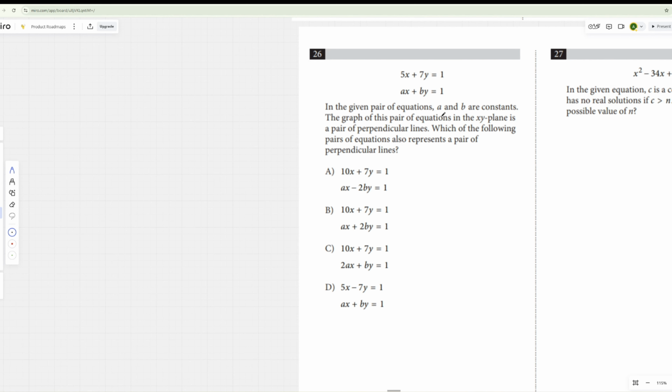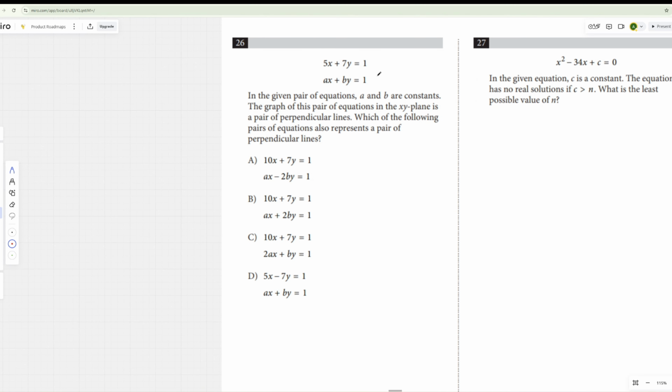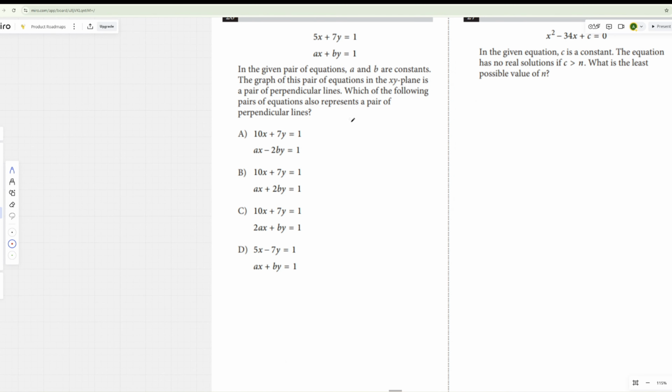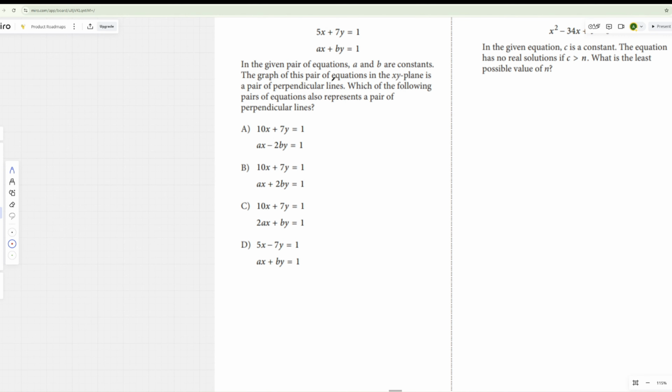The graph of this pair of equations in the xy plane is a pair of perpendicular lines. Which of the following pairs of equations also represents a pair of perpendicular lines? Okay. What is perpendicular? In perpendicular lines, we know that the slope is the negative reciprocal of the other line. So if these two are perpendicular, let's solve for y here to get into mx plus b so we can see the slope more easily.